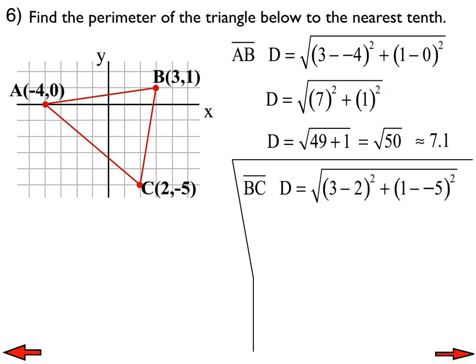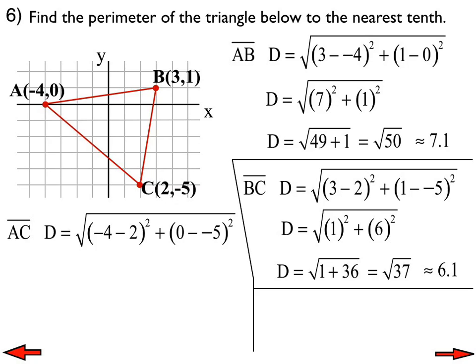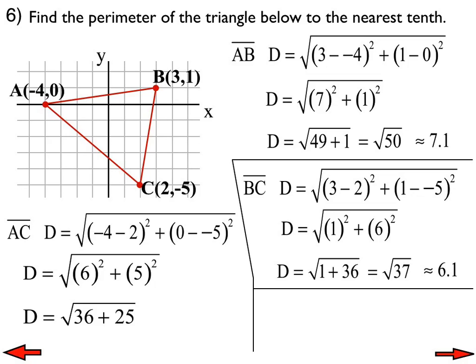Now I'll go with side BC. Use the distance formula on those two ordered pairs. That would be the square root of 37. And to the nearest tenth, that would be approximately 6.1. Now to fully find the perimeter, I need side AC. Use the distance formula again. That is the square root of 61. And to the nearest tenth, that is approximately 7.8.